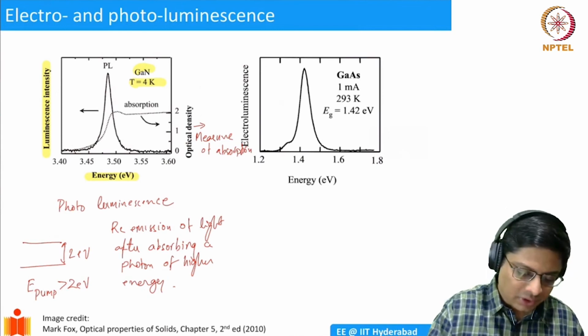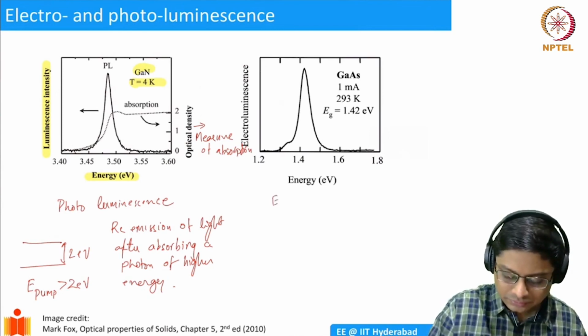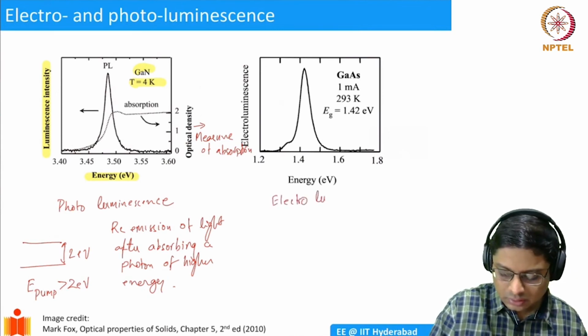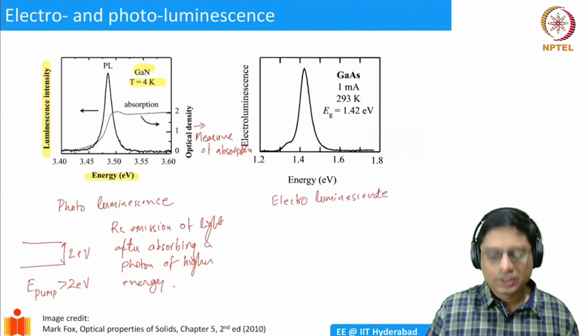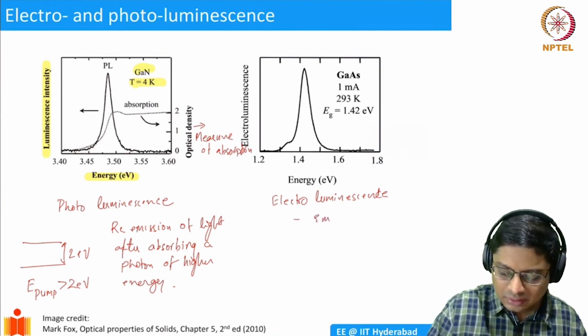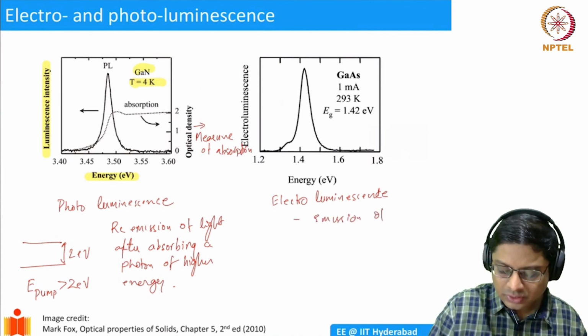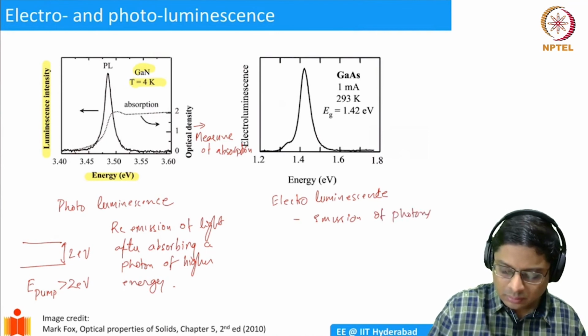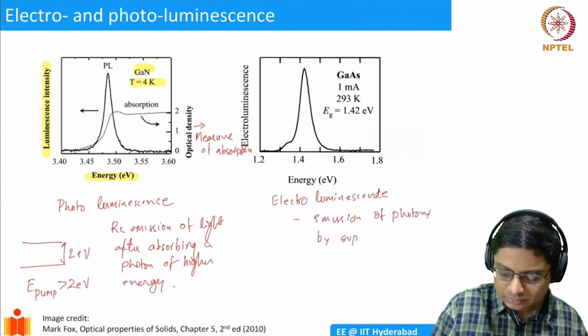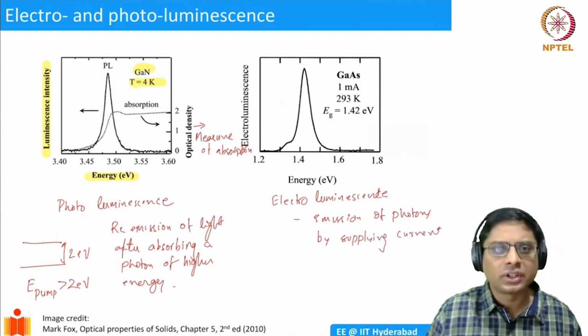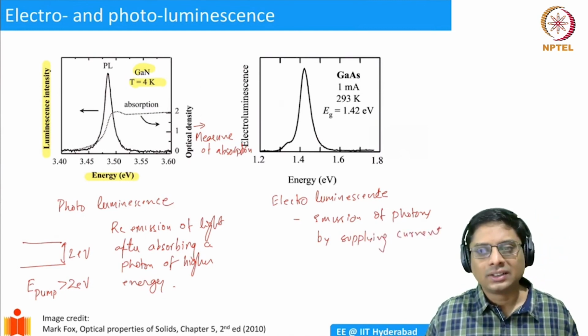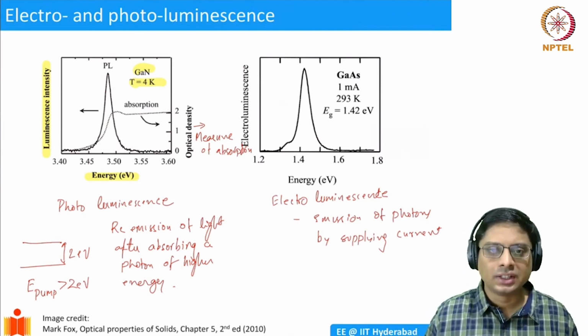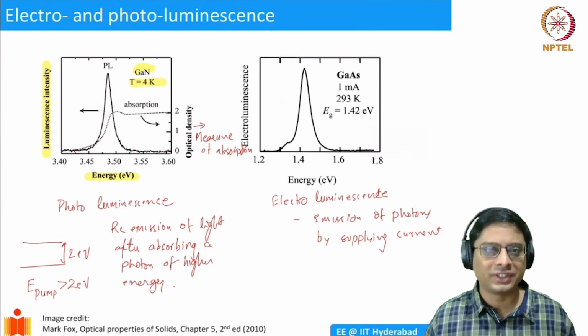There is another process which we call electroluminescence, which essentially means you are having emission of photons by supplying current. So I supply my electrons and holes into the semiconductor, and then I make it emit light. That is known as the electroluminescence process. For example, your lasers, your LEDs, all of these are electroluminescent devices.